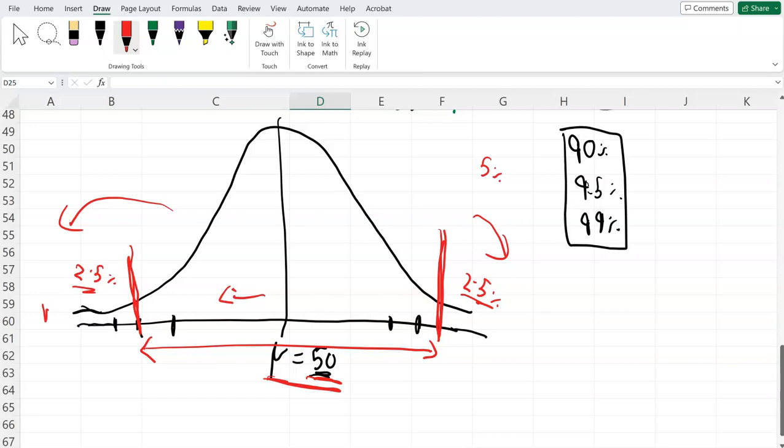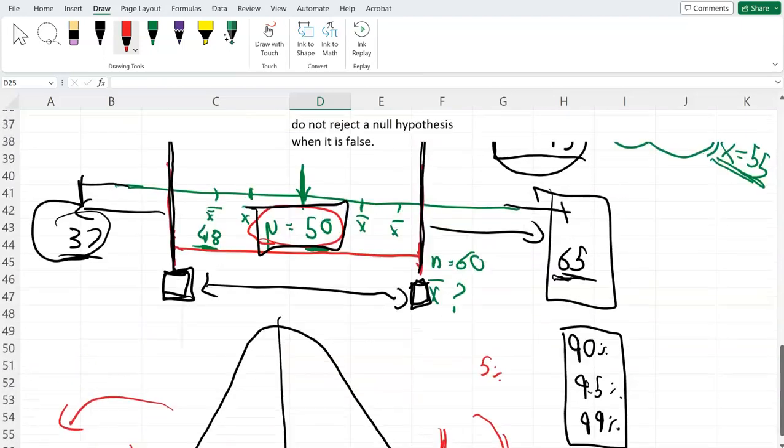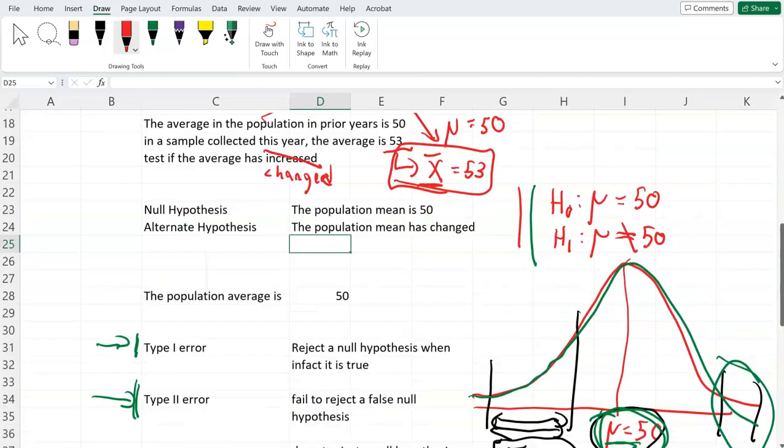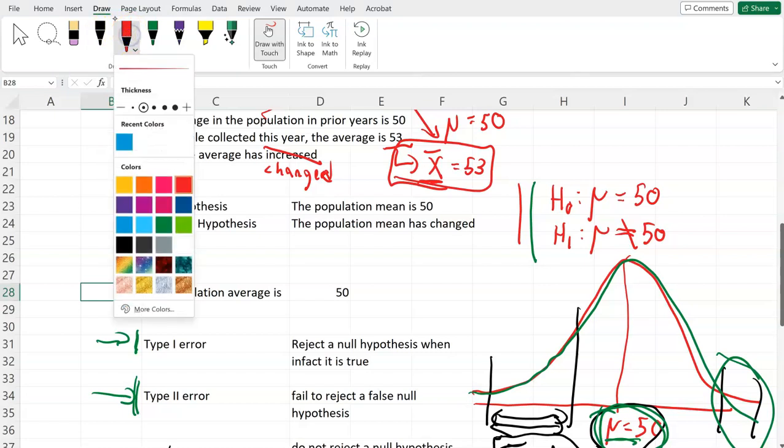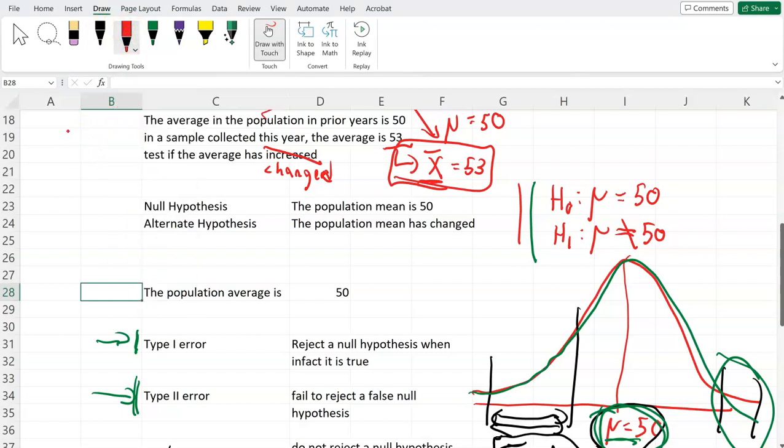We would then say there is evidence that this null hypothesis, that the population mean is 50, is no longer true. We don't say that it is true or false. We will say that we may reject this null hypothesis, or that the null hypothesis is rejected or not rejected.